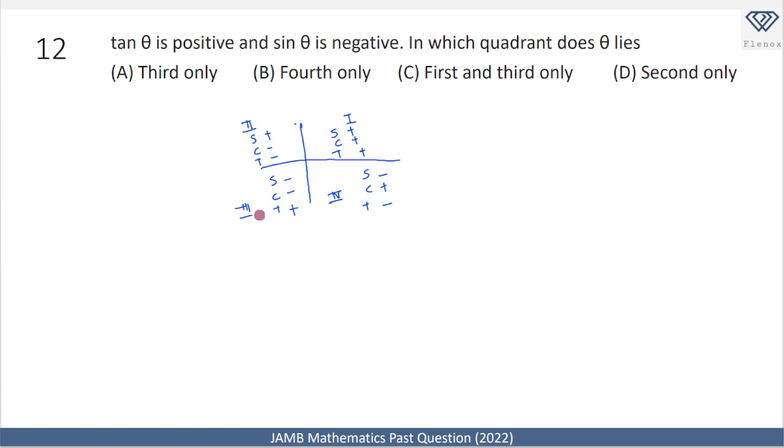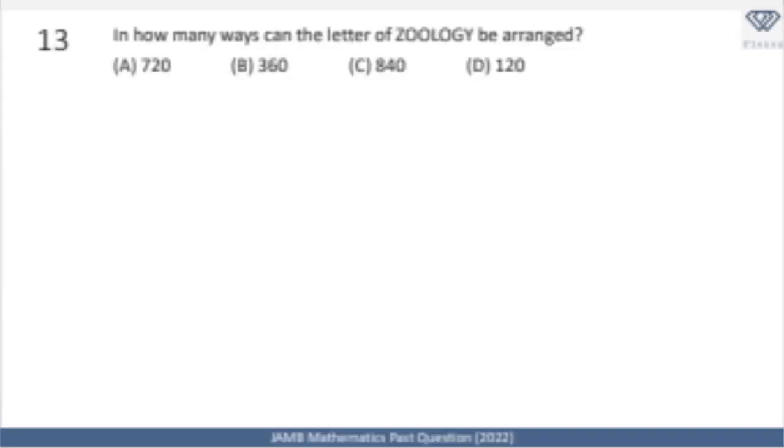So the correct answer is what? Our third quadrant, which is third only. So the correct option is option A. If you want more clarification and explanation on this, you can watch our tutorial videos on trigonometry.